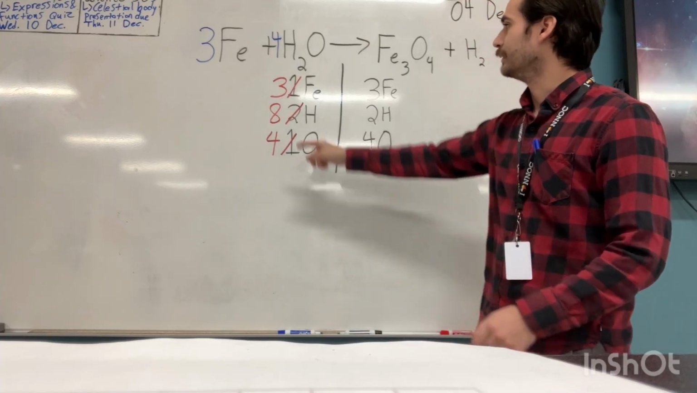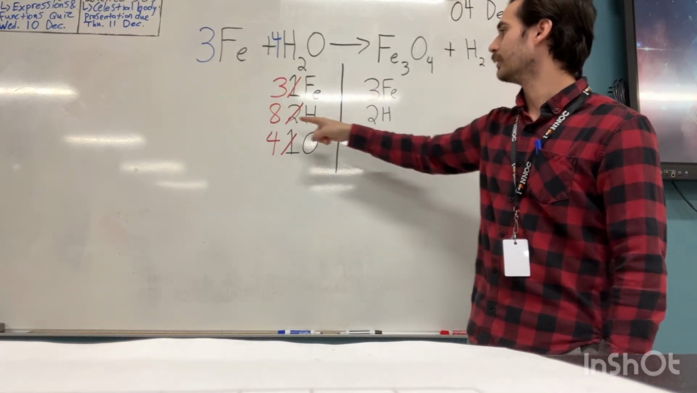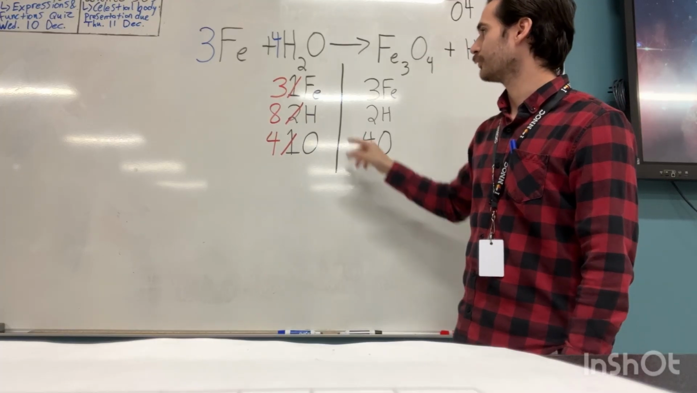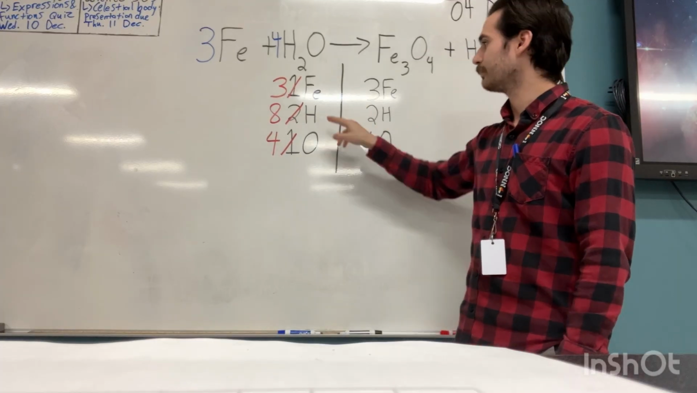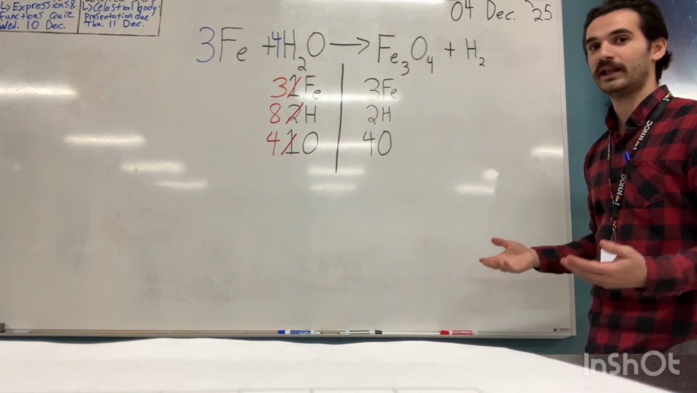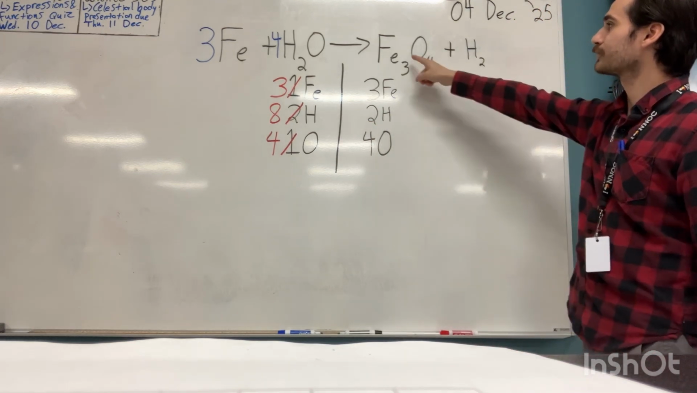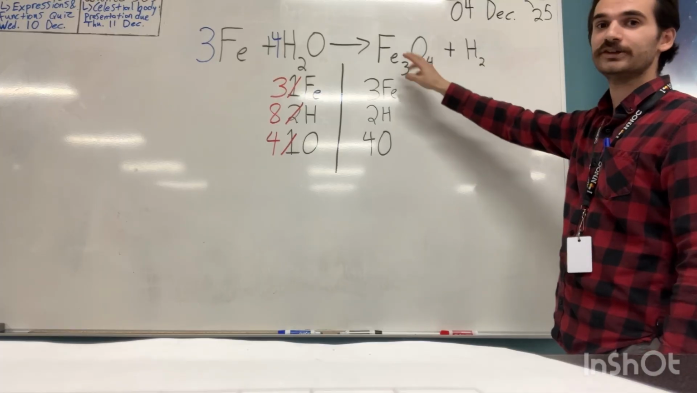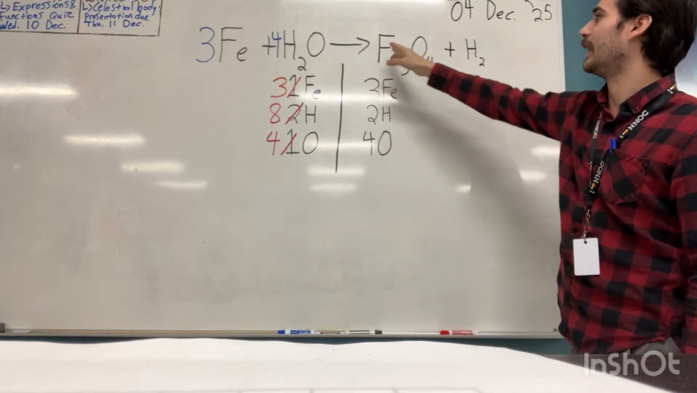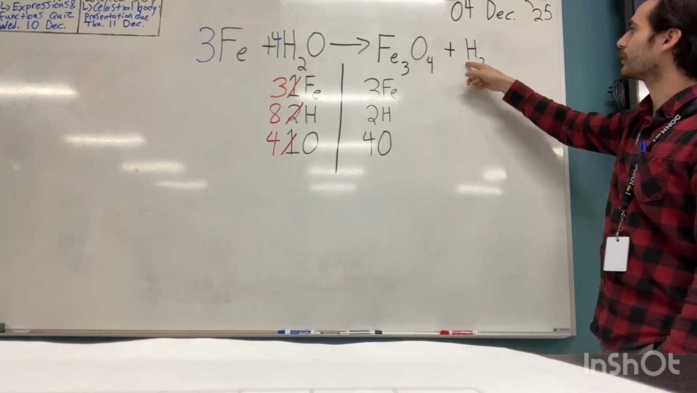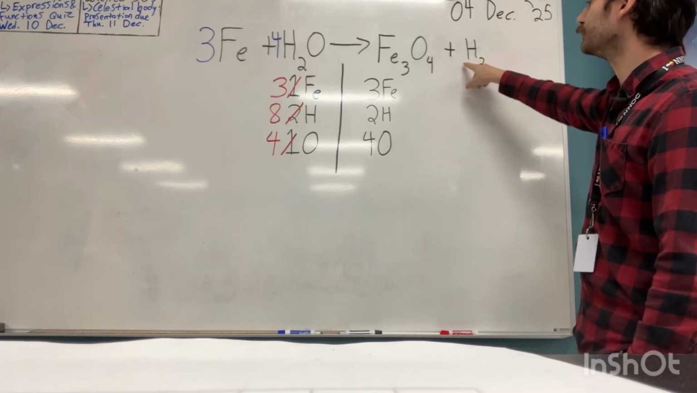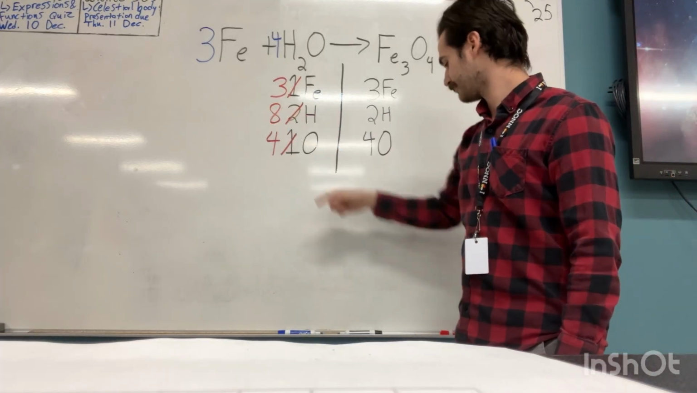Okay, now I have 3 irons. I have 8 hydrogens, and I have 4 oxygens. So now iron and oxygen are balanced, but hydrogen, I need to do something to fix this. It was balanced, but it's not anymore. The first molecule here, iron oxide, doesn't have any hydrogens in it. I'm not going to touch it because I already finished balancing iron and oxygen. Here, my H2 molecule, I'm going to have to balance that. I'm going to have to do something to that to get 8.